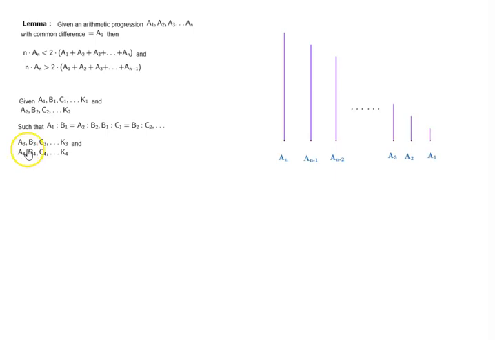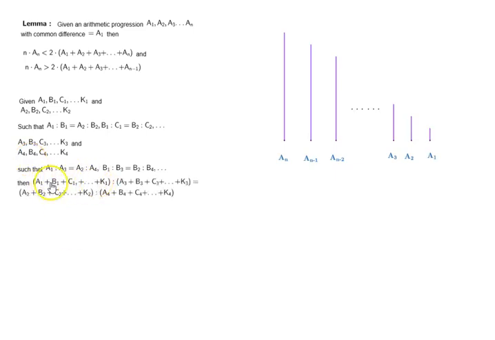And if a3, b3, c3, ..., k3 and a4, b4, c4, ..., k4 be two other series of magnitudes such that a1 is to a3 is equal to a2 is to a4 and b1 is to b3 is equal to b2 is to b4, then the sum of all the magnitudes a1 to k1 is to the sum of all the terms of a3 to k3 is equal to the sum of all the terms of a2 to k2 is to the sum of all the terms a4 to k4. So let's look at the proof of this.